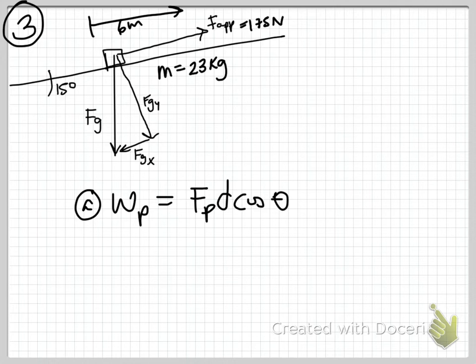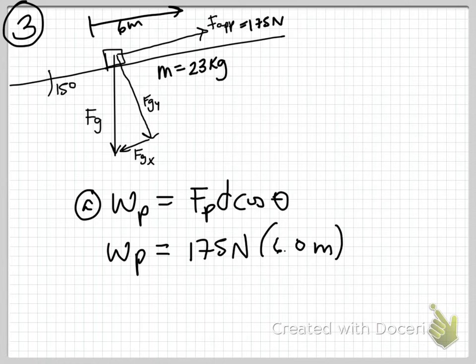And we actually want to know what the work done is, so we don't have to solve for anything. The force applied by the pusher is 175 newtons. Distance is 6.0 meters, and that would be cosine of 0. So what we get as a raw answer is that the work done by the pusher is equal to 1,050 joules. Is that what you got when you redid it?